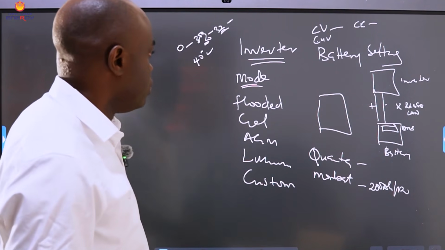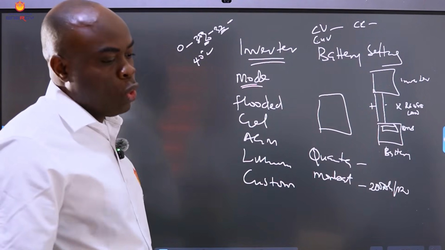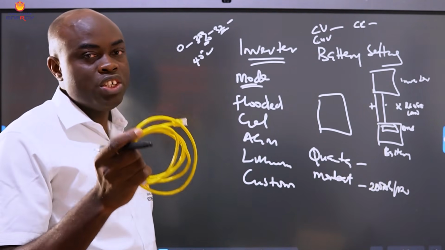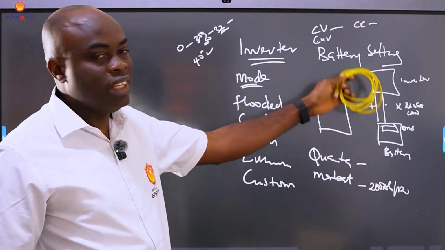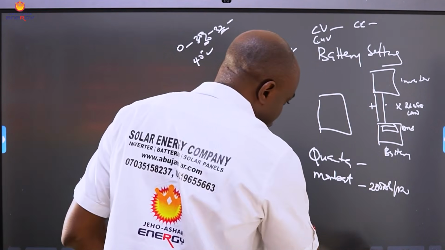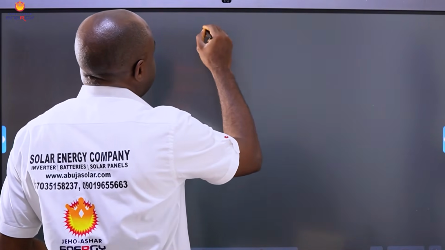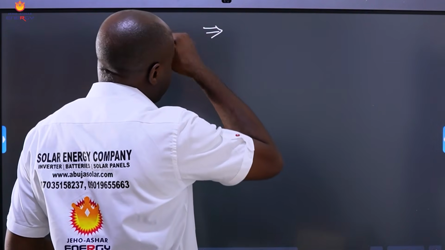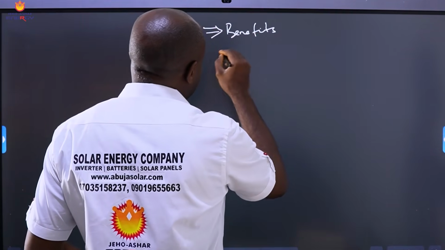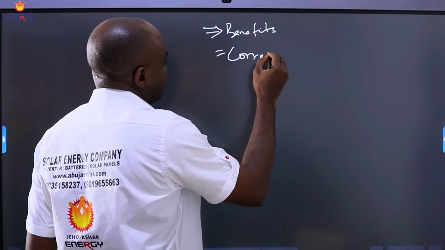BMS communication cable. So let's go ahead and discuss step by step what the benefits of this cable are, and the disadvantages if you don't connect it between your inverter and your battery. Very important. So number one, the benefits: number one is it helps you to have correct charging.